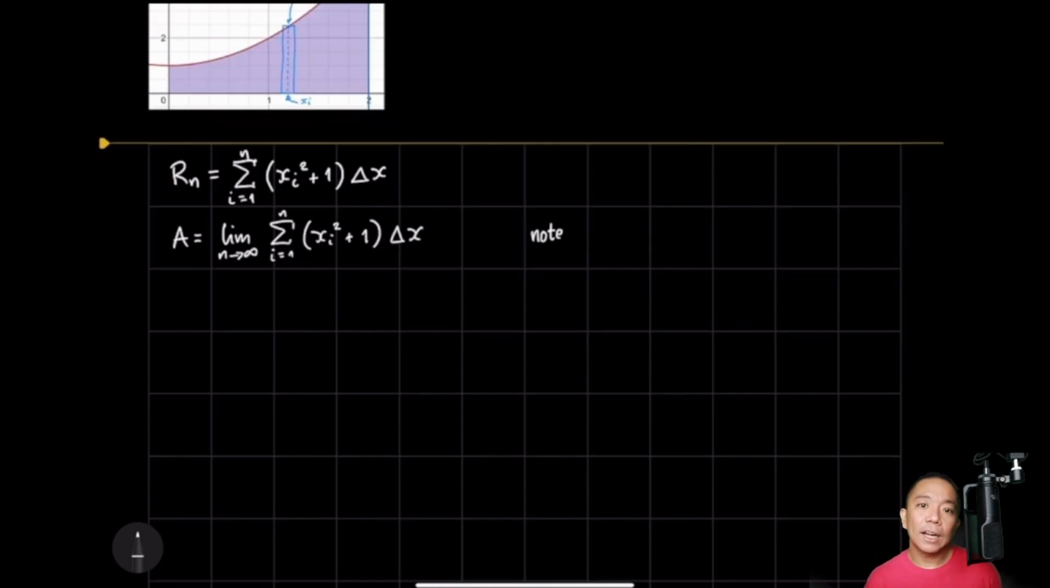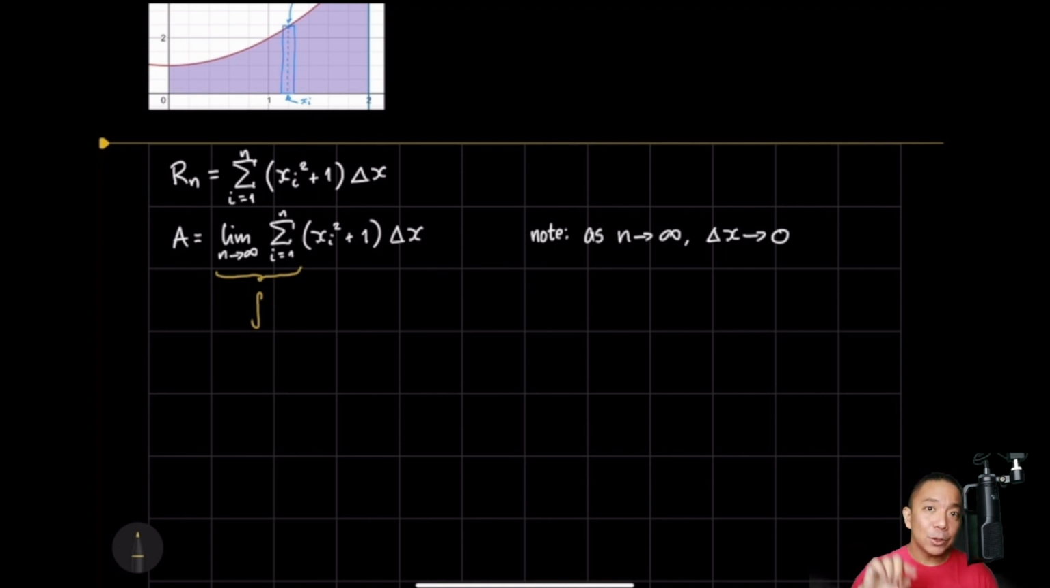Siguro one thing lang na gusto kong i-emphasize, na si delta x, this is also a function of n kasi it's b minus a over n. And when you let n approach infinity, yung delta x natin, it will approach 0. And at this point, I would like to point out yung similarity nung form nung definite integral na may integral symbol, ng function, tapos dx, dun sa limit ng Riemann sum, na limit ng summation, yung function, times delta x.